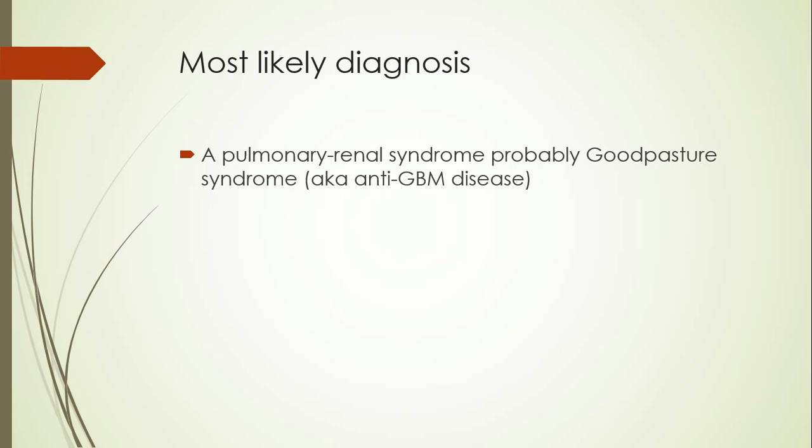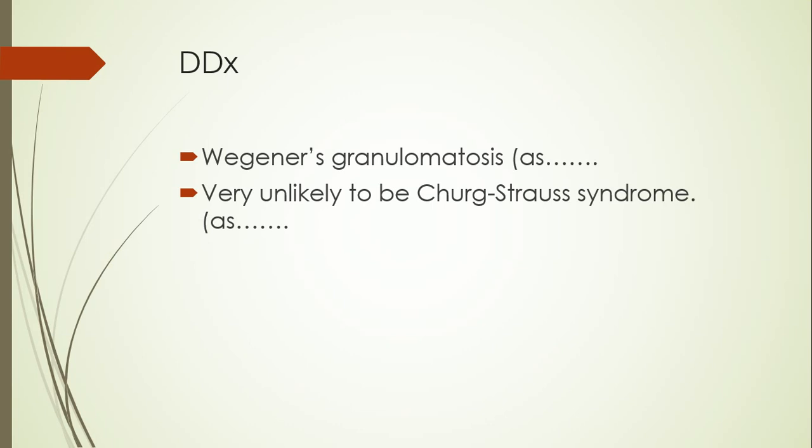GBM here means glomerular basement membrane. And our differentials would be Wegener's granulomatosis, but it's less likely as the patient does not have any upper respiratory tract symptoms. The patient also doesn't have any systemic complaints. Wegener's granulomatosis is a disease of the system.